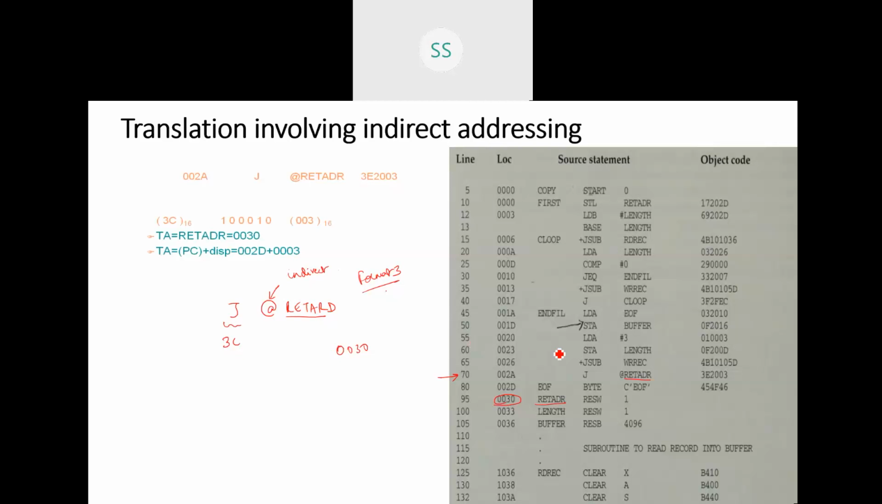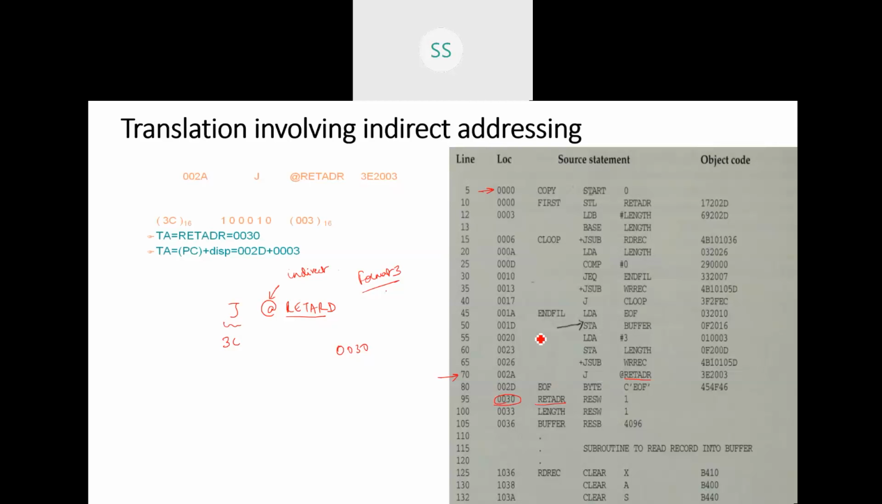But RETADR is a value which depends on the location counter value. I told you yesterday also that the program need not always start from memory location zero; it can start from any other location. Accordingly, these values will also change. So instead of writing 0030, we write the displacement value.